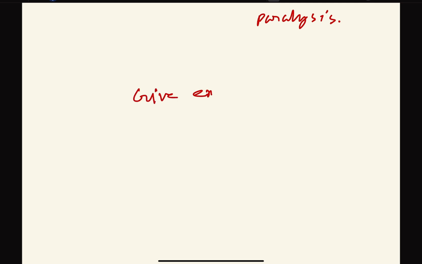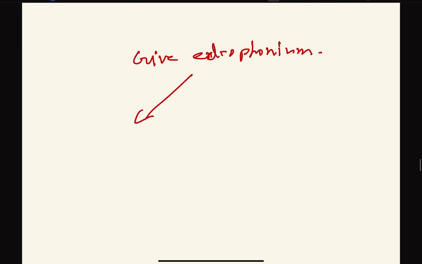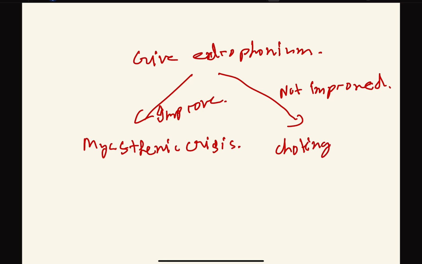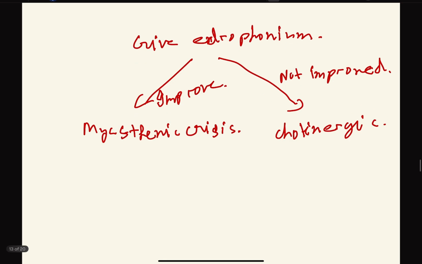So again, give edrophonium to the patient, and if improvement occurs, then it is myasthenic crisis. In this case, you have to increase the doses of neostigmine. If not improved, or if it gets worsened, then it is cholinergic crisis, and you have to reduce the doses of neostigmine.